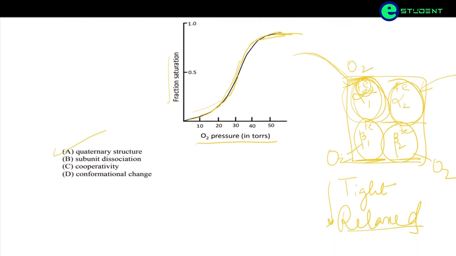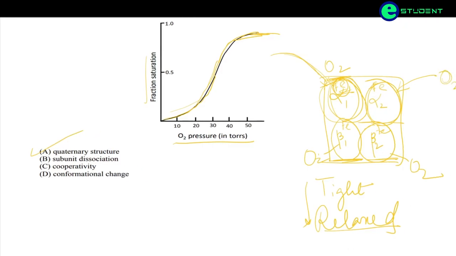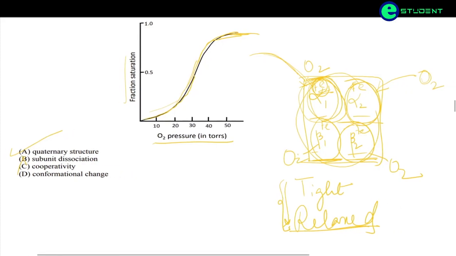Subunit dissociation: let us see. Here we are seeing that when oxygen is binding, there is a change in conformation from tight to relaxed, but there is no dissociation of any subunit. Alpha 1, alpha 2, beta 1, beta 2 stay as they are. There is no subunit dissociation, so this is absolutely wrong. The third option is cooperativity. Yes, we have seen there is a phenomenon of cooperativity. When an oxygen molecule binds, it makes the other heme groups more likely to react with the oxygen molecule.